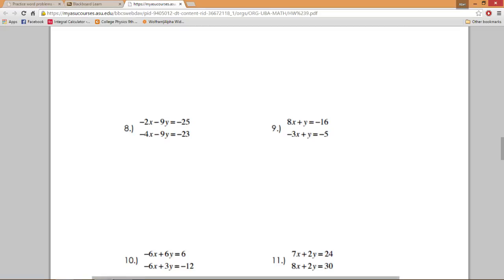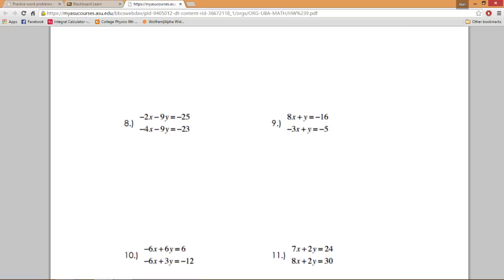I'm just talking about this real quick so you guys kind of understand. Number 8, we got a negative 2x, negative 4, there's nothing we could do there. We have a negative 9y and a negative 9y. It'd be nice if one of them was positive. That way they both cancel out, right? So we could just multiply.